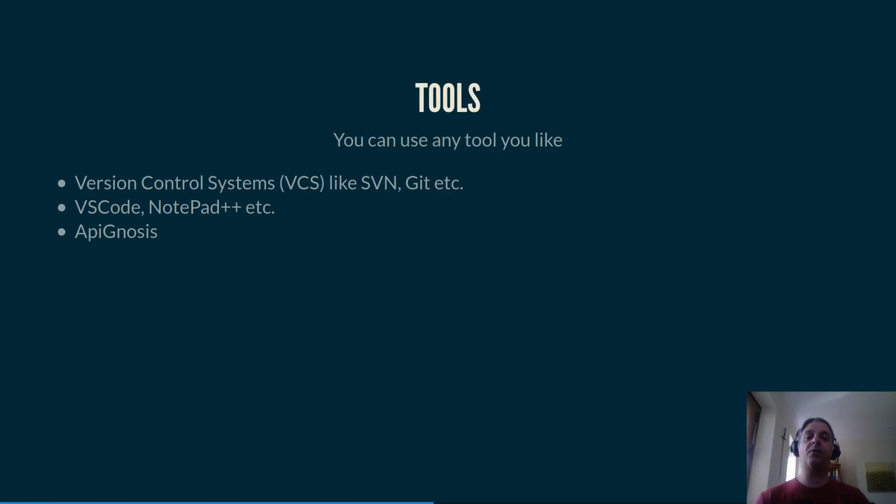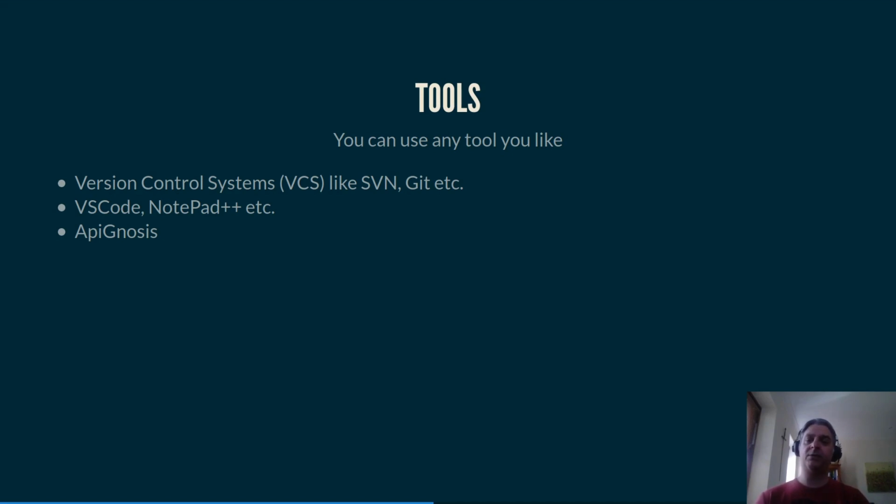So since we now have the development environments already created in our machine, you saw how easy it is to do it. We can use any tool we like in our development process. For example, you can use any version control system like SVN or Git, whatever you want.